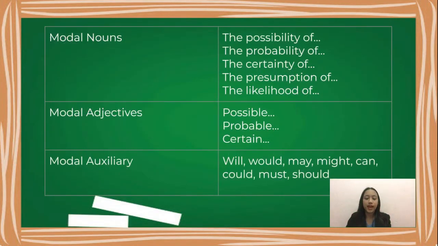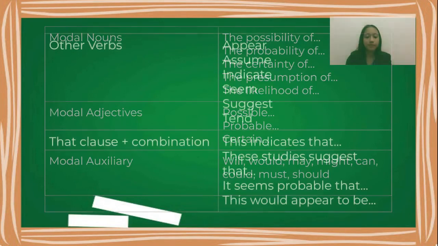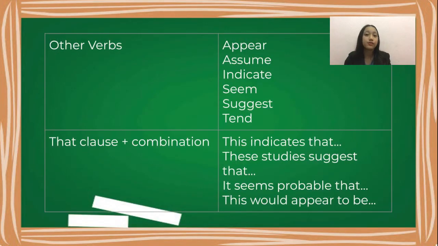Modal nouns, so we have the possibility of, the probability of, the certainty of, the presumption of, the likelihood of. In modal adjectives, we have possible, probable, certain. In modal auxiliary, will, would, may, might, can, could, must, and should. Next, the other verbs. So, appear, assume, indicate, seem, suggest, or tend.